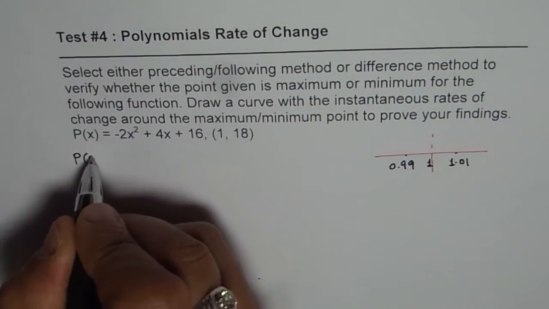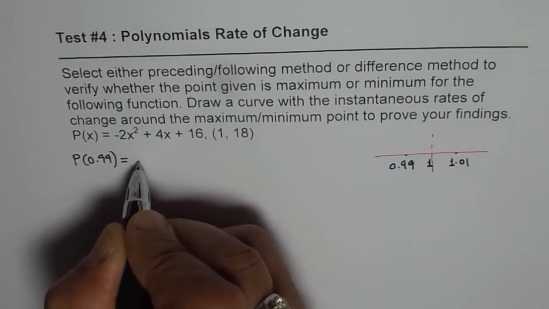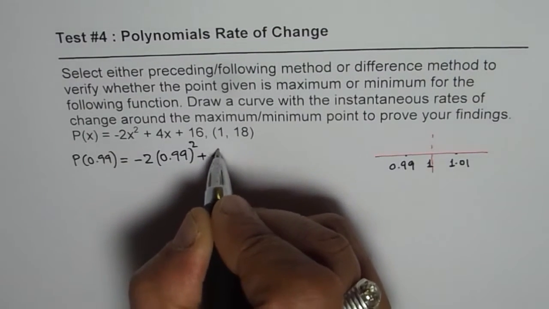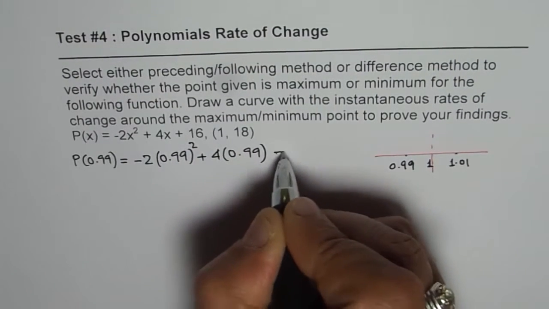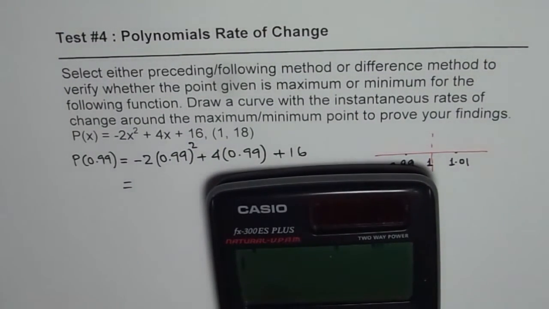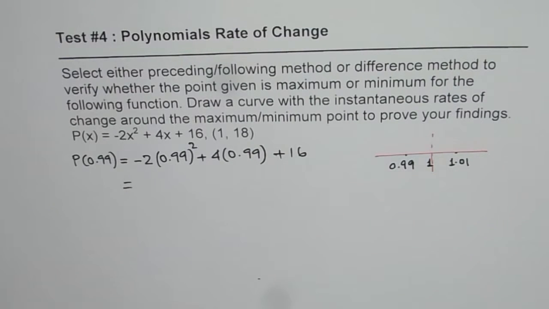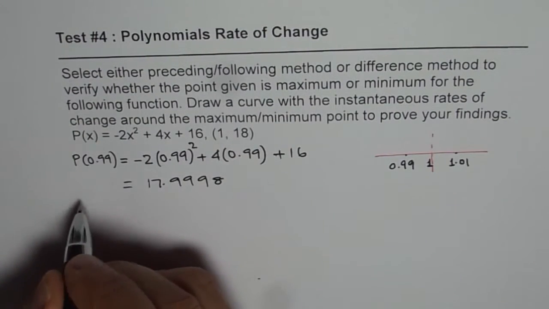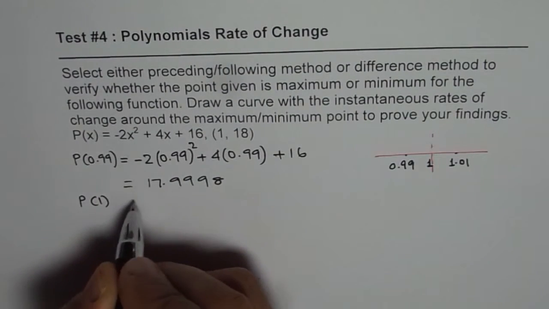So what is p of 0.99 equal to? That is minus 2 times 0.99 squared plus 4 times 0.99 plus 16. And let's use the calculator to find the answer. Minus 2 within brackets 0.99 squared plus 4 times 0.99 plus 16 is equal to 17.998.